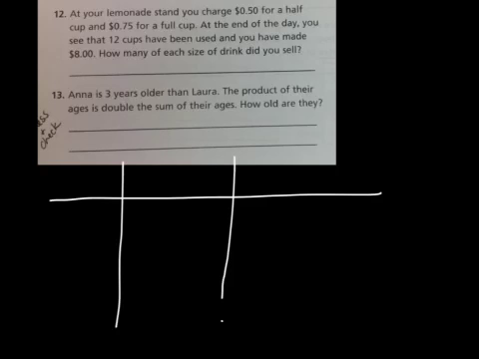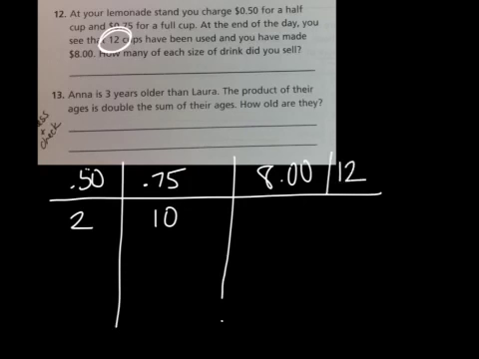All right, so let's say I sold 2 half cups. And remember, they're 50 cents. So if I sold 2 half cups, that would mean, because I have to have 12 total cups, I need to sell 10 whole cups. And remember, I'm trying to get a total of $8 and 12 cups. All right, so I have my 12 cups. 50 cents times 2 is $1. 75 cents times 10 is $7.50. That gets me to $8.50. I'm actually way closer than I thought I was going to be.